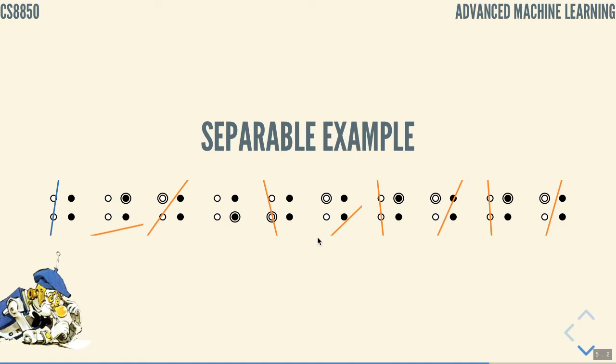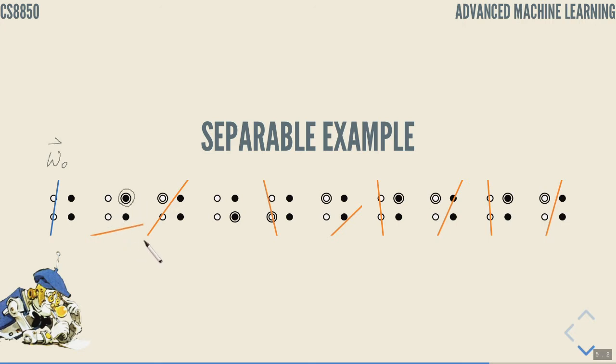And I generate step-by-step solutions here. So this is one solution, as you see. We start with a separable case with just 4 points, and this is our current W solution. We initialize W randomly, and this is our separating hyperplane. It places this point on one side and these 3 points on the other side. Doesn't work.